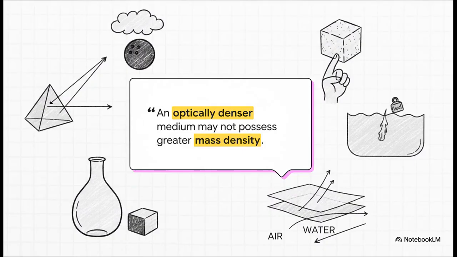And this is the mind-bending part right here. Just because something is optically dense doesn't mean it's physically heavy or has a high mass density. The two things just aren't the same, which leads to some really weird, counterintuitive results.